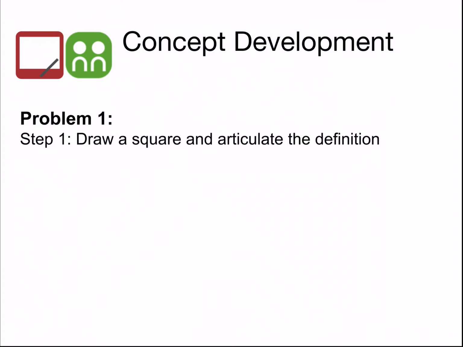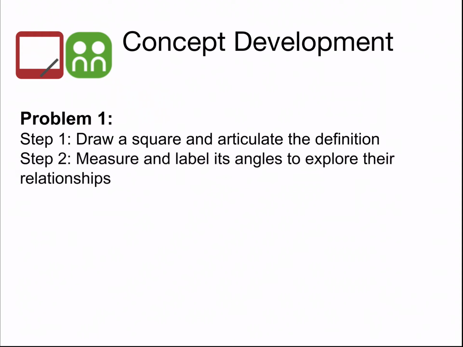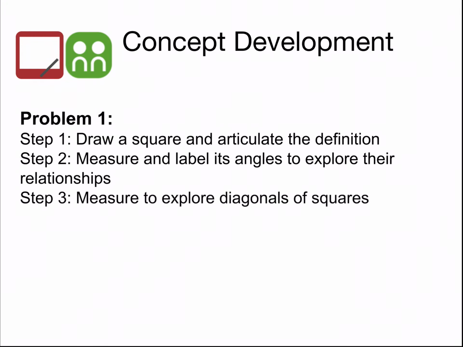Okay, so problem 1, draw a square and articulate the definition. Step 2, you're going to measure and label its angles to explore their relationship. Step 3, measure to explore diagonals of squares. So here we go. Go ahead and draw a square.